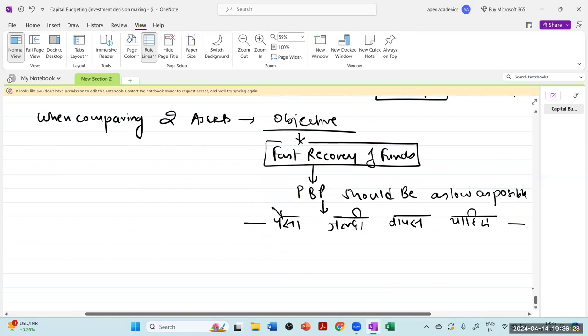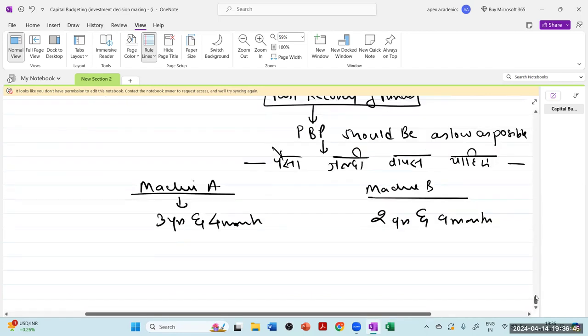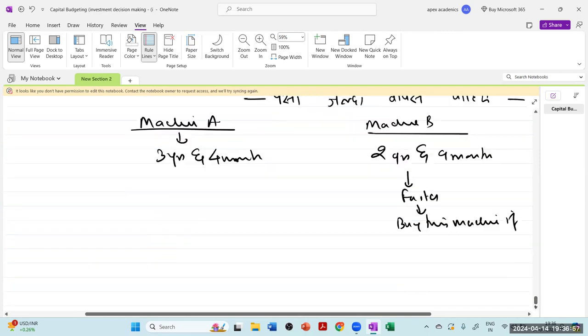Right? So I have machine A. The payback period for this is 3 years and 4 months. And I have machine B. The payback period of this is 2 years and 9 months. You will say it's actually not much of a difference. It's just a 7 months difference. But what will you do? This is faster. So you will buy this machine, if the decision is PBP based.